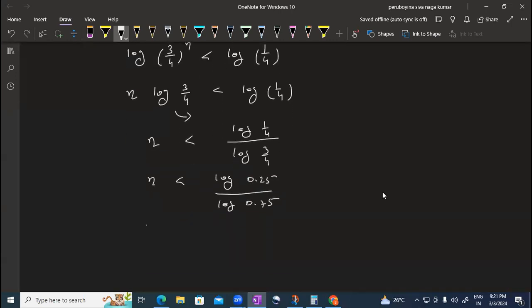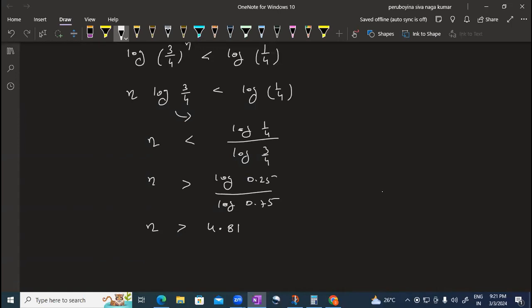You can use logarithms to calculate this: log 0.25 and log 0.75. Log 0.25 divided by log 0.75 will be 4.81. The inequality will be changed from left side to right side because we are moving this value and it is a below value. Okay, so that's why it will be changed.